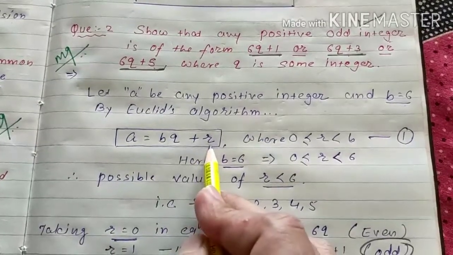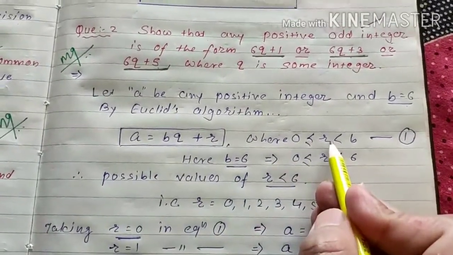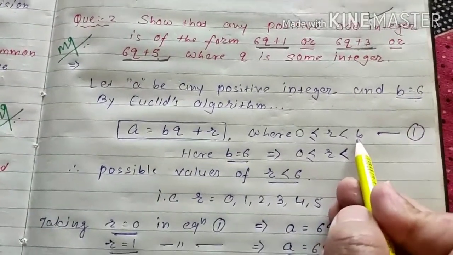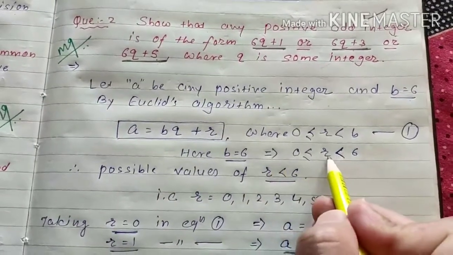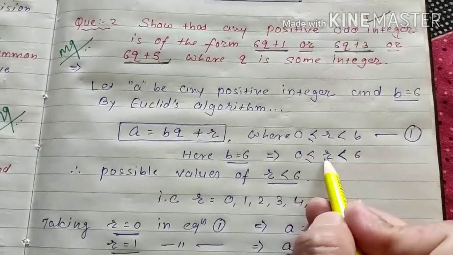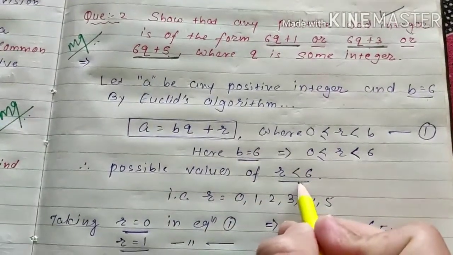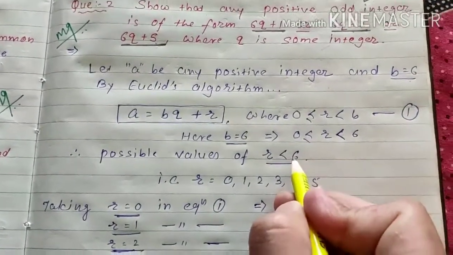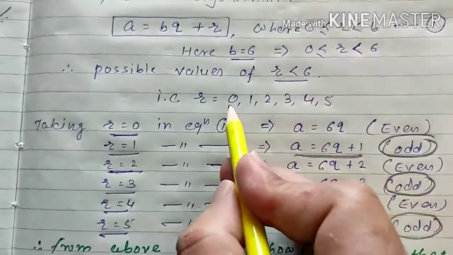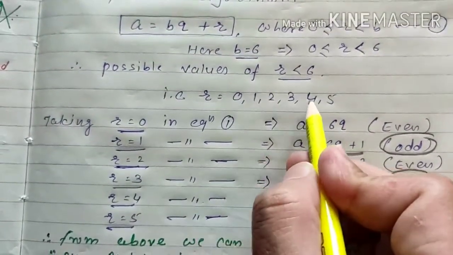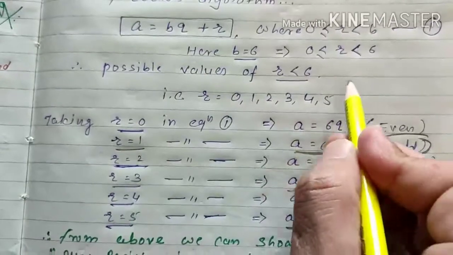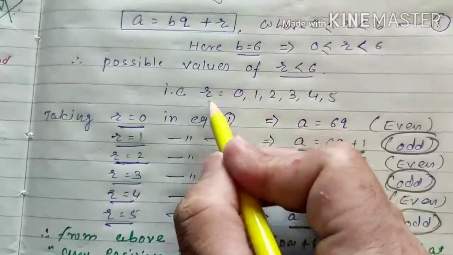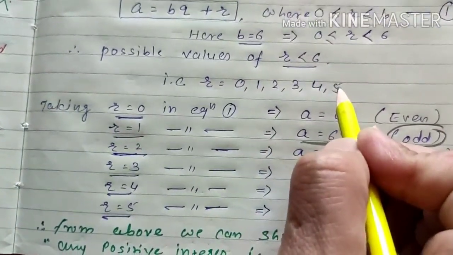Here the condition is r is 0 or greater than 0 but always less than b. Here b is equal to 6, so r is less than 6 but greater than or equal to 0. So what are the possible values of r? It may be 0 or greater than 0 but less than 6. So we can take r from 0 to 5, that is 0, 1, 2, 3, 4 and 5. These are the only possible values of r. We cannot take values other than these according to Euclid's lemma.